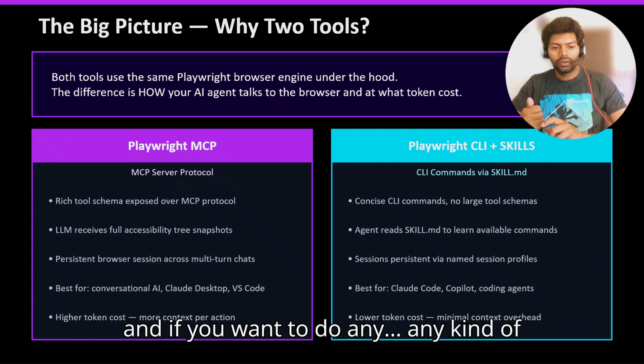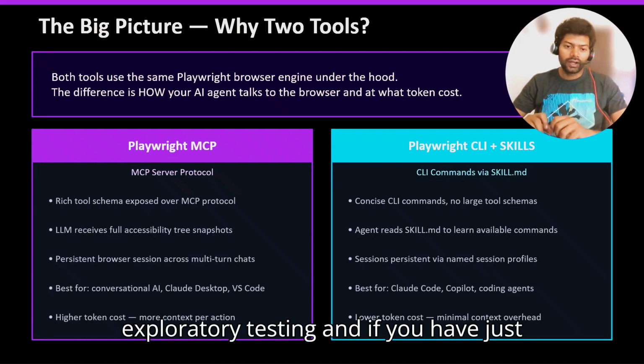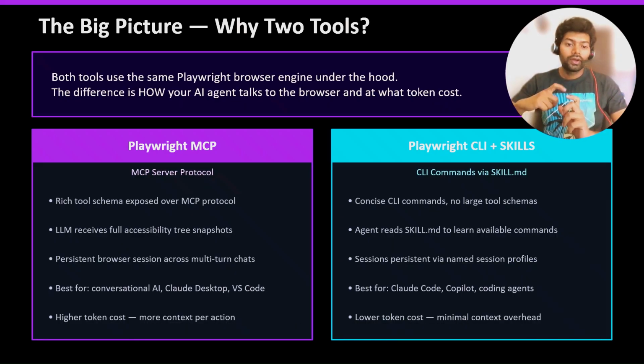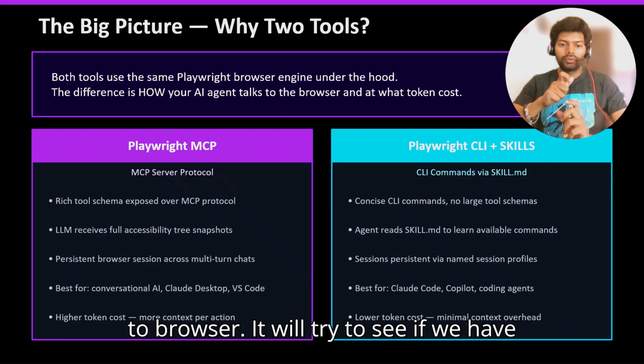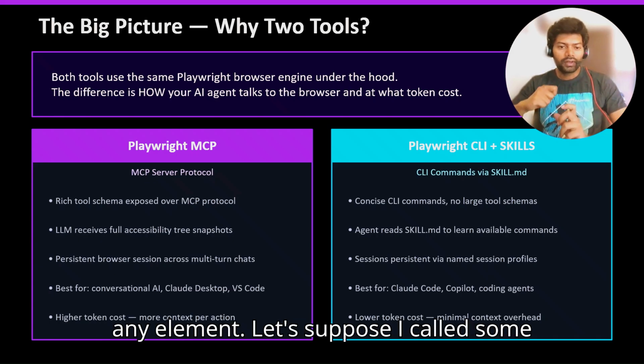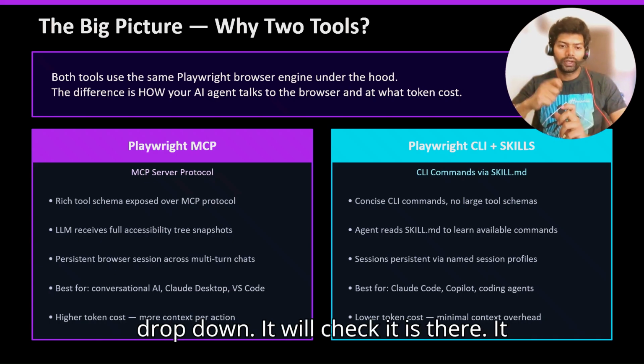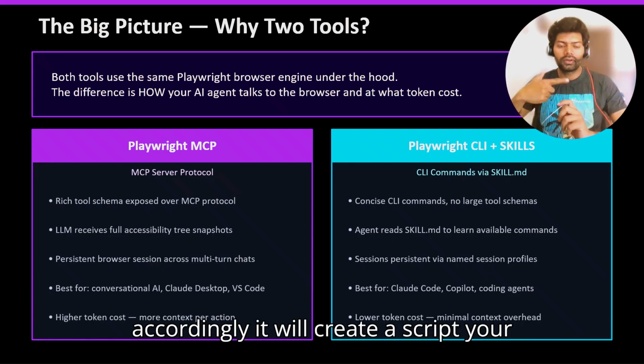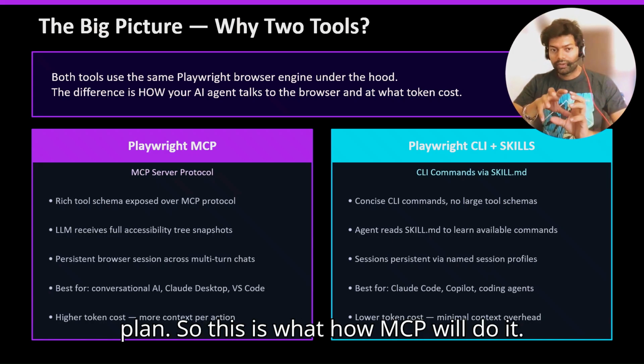And if you want to do any kind of exploratory testing, and if you have just given it a command that, hey, open the browser, navigate to this, then in real time MCP will talk to the browser, it will try to see if we have any element. Let's suppose I called some drop down, it will check it is there, it will match, it will do self-healing, and accordingly it will create a script or your plan. So this is how MCP will do it.